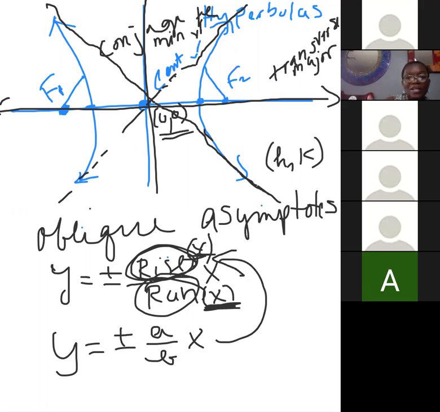They are also symmetric with respect to the x-axis, the major axis, and one more. Major axis, transverse axis. What's the other one? Minor axis. The minor axis or the conjugate axis. So they are symmetric with respect to the transverse axis, aka the major axis, as well as the conjugate axis, aka the minor axis. Okay, guys.